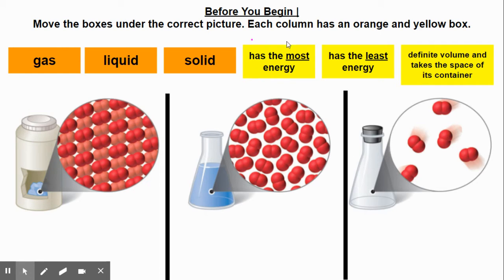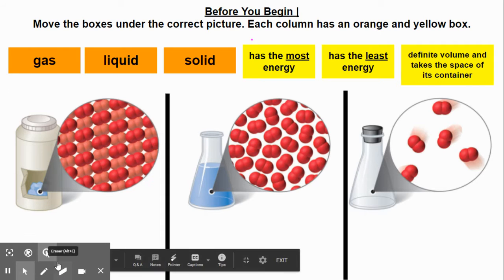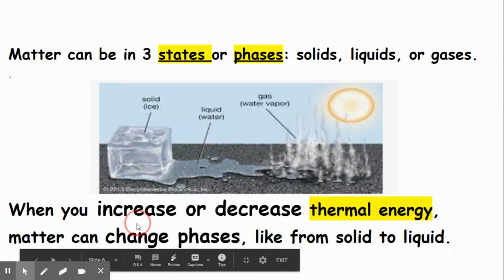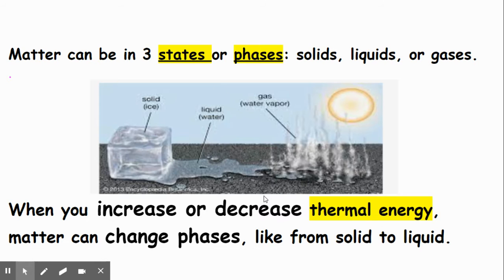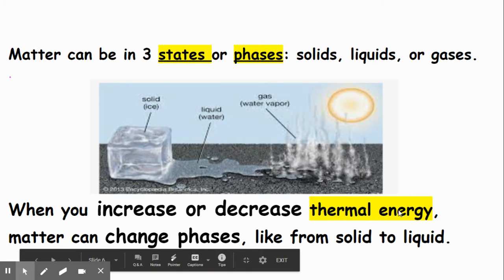Okay, in Google Classroom, you have these slides. Each column has an orange and yellow box, and you're going to click and slide the boxes over each of the phase or the states of matter. Matter can be in three states: solids, liquids, or gases. When you increase or decrease thermal energy, and it's highlighted because that will be on a quiz or a test, when the thermal energy is increased or decreased, matter can change phases.